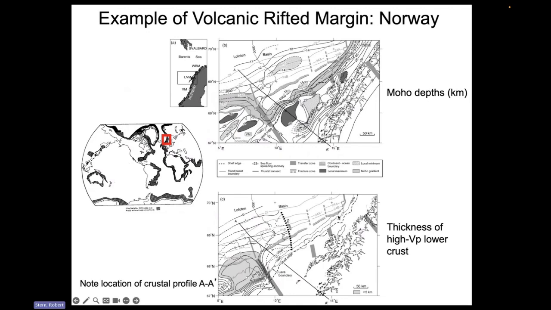Beneath the volcanic rifted margin of Norway, we see a region where there's high velocity, high P wave velocity, lower crust. And here we're showing the thicknesses of that. Out here, it's 0. In here, it's 0. And beneath here, it gets thicker, 1 kilometer, 2 kilometers, 3, 4. Here, there's a region where it's 6, 7, even 8, 9 kilometers thick, this lower crust. And we're going to look at a seismic profile, AA prime.